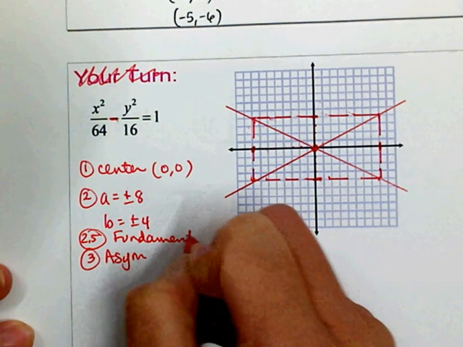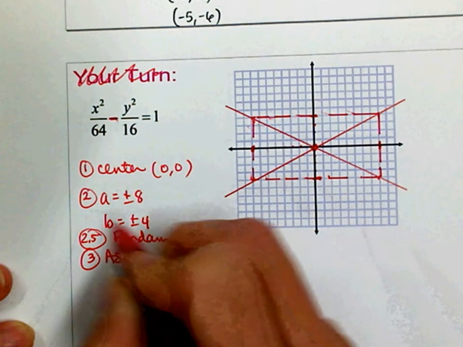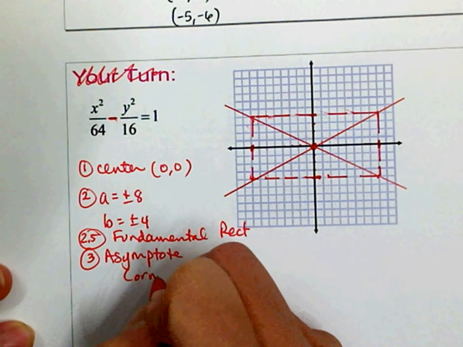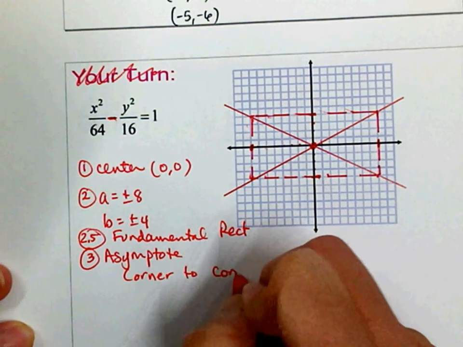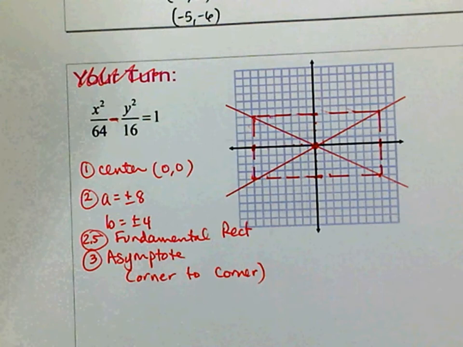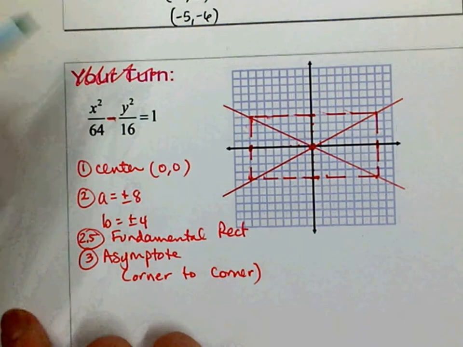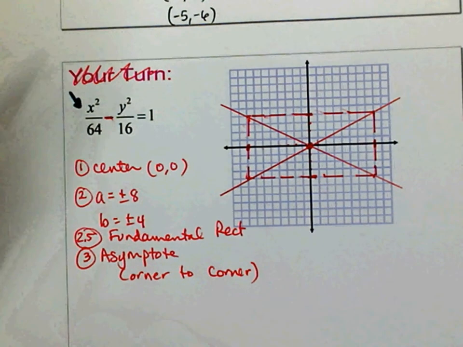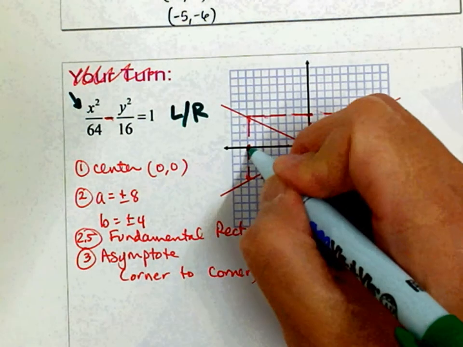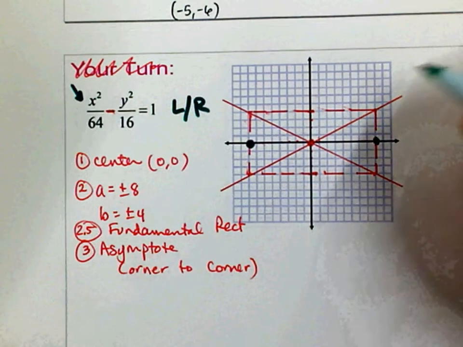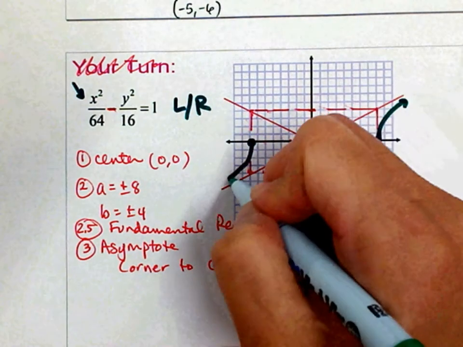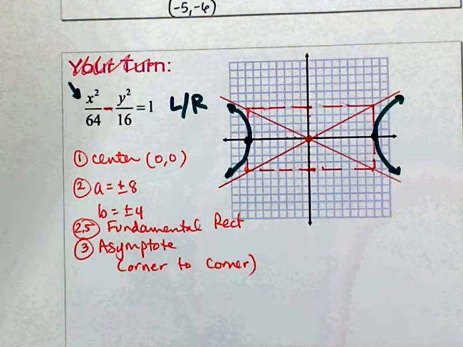Okay, use your asymptote, and that's going to go corner to corner. That's this line right here that's already been drawn. Now, look at your equation. Do you see how x comes first? So this one's going to go left to right. And there's your intercept right there. Draw it as close to the asymptote as you can. And there you have your hyperbola.